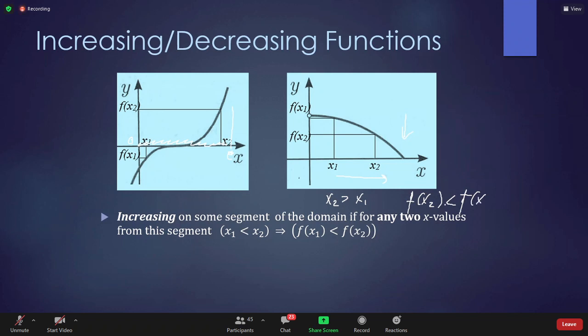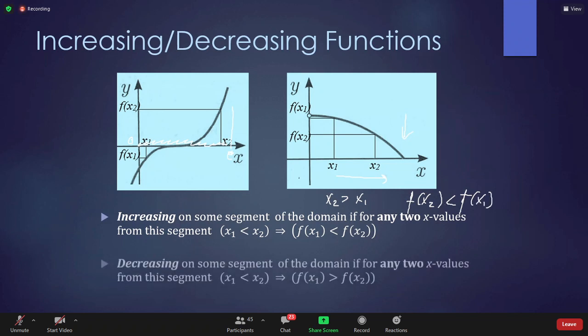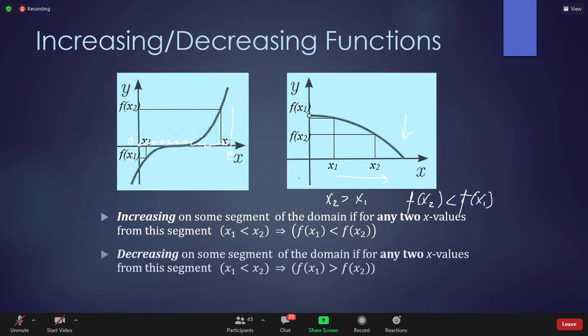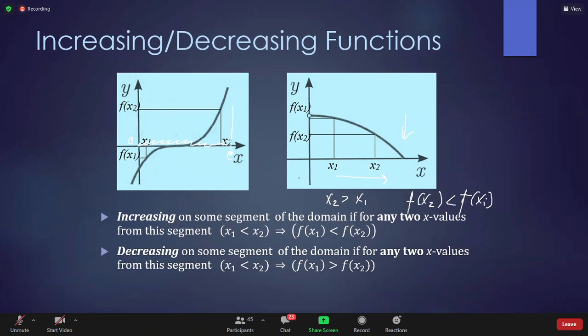So the definition for decreasing on some segment of the domain of the function would be, if for any two values from this segment, no matter which values you pick, the greater x value has the smaller function value. In other words, this first part, as you see, is exactly the same for both definitions. So we assume that x1 is less than x2, or that x2 is greater than x1.